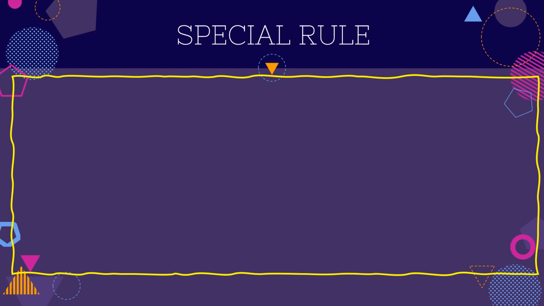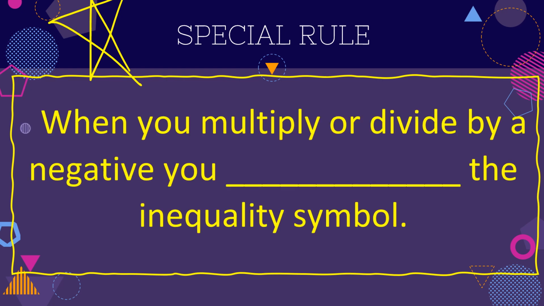So now let's talk about the special rule. Out of this entire video, this is the one thing that's brand new that you probably haven't done before, but something that you do have to memorize. When solving inequalities, when you multiply or divide by a negative, you need to flip the sign. When you multiply or divide by a negative, you need to flip the inequality.